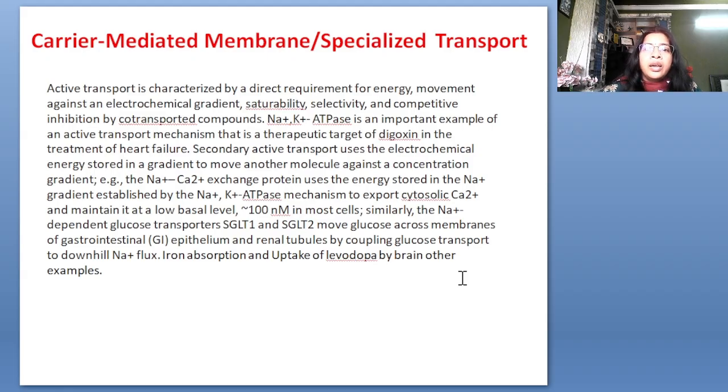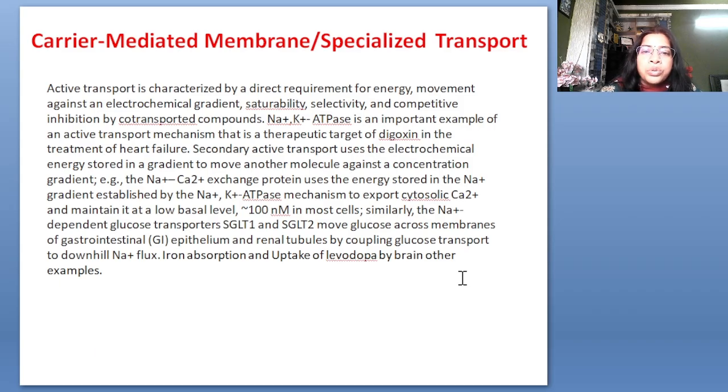pinocytosed. Active transport is characterized by a direct recruitment of energy, movement against an electrochemical gradient, saturability, selectivity, and competitive inhibition by co-transported compounds. Sodium-potassium ATPase is an important example of an active transport mechanism that is a therapeutic target of digoxin in the treatment of heart failure. Secondary active transport uses the electrochemical energy stored in a gradient to move another molecule against a concentration gradient.